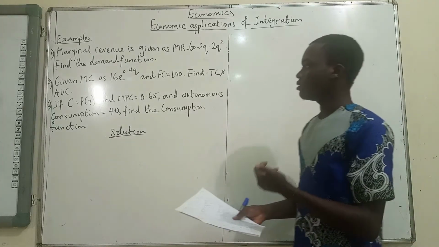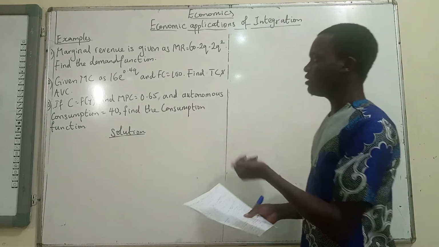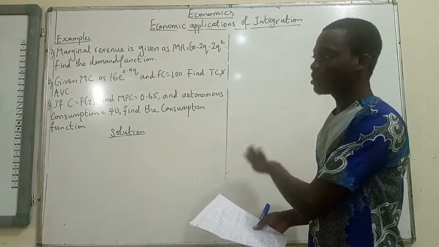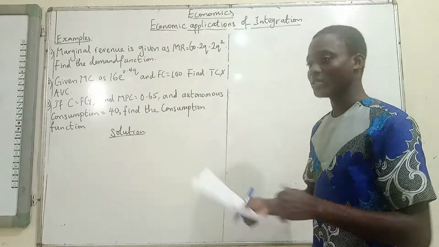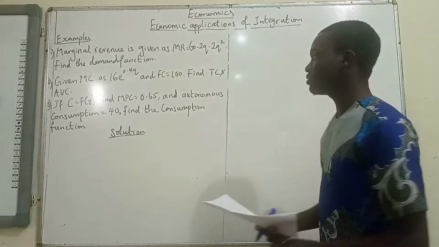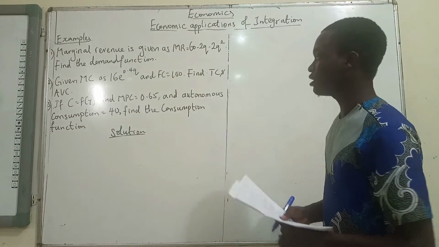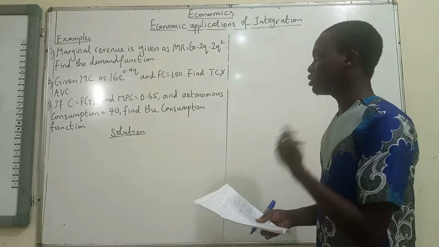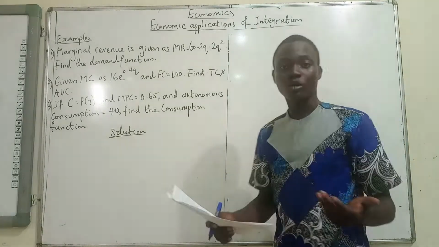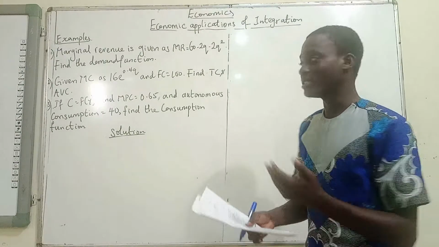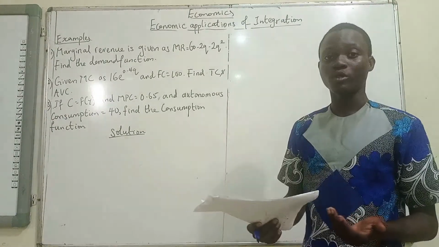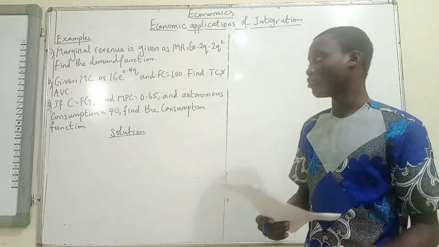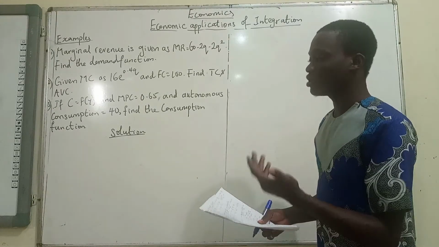Then number 3 is: if C, that is consumption, is a function of income, now this is talking about macroeconomics already. For those that have started doing macroeconomics before seeing this video, if consumption is a function of income, and MPC, the marginal propensity to consume, measures the amount of additional income that is spent on consumption, that is the slope of the consumption function, the change in C divided by the change in Y, and autonomous consumption equals 40.